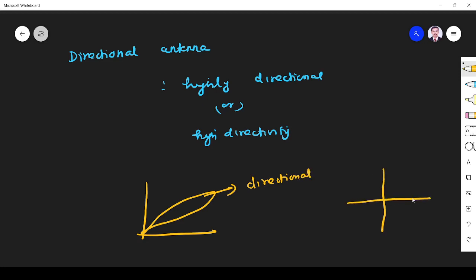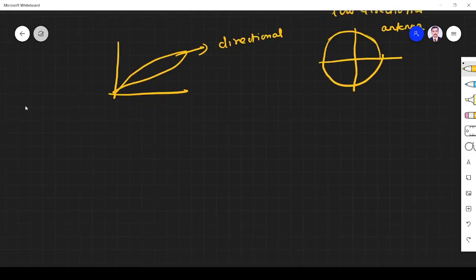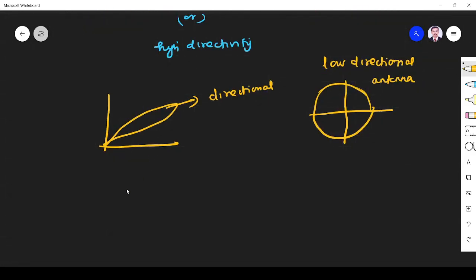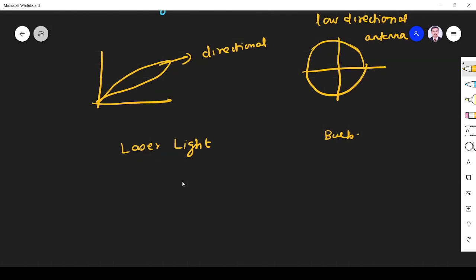Whereas you take this antenna with radiation pattern equally distributed in all directions, this is low directional because we cannot say which direction the radiation is maximum. So it is low directional. This is a radiation pattern of low directional antenna. Okay. So the best example is our laser light. If you consider laser light as antenna, it is highly directional. The light is focused more. Right? If you take our bulb as antenna, it is radiating light in all the directions. So it is poor directional or low directional antenna. Our bulb is a best example for low directional antenna.